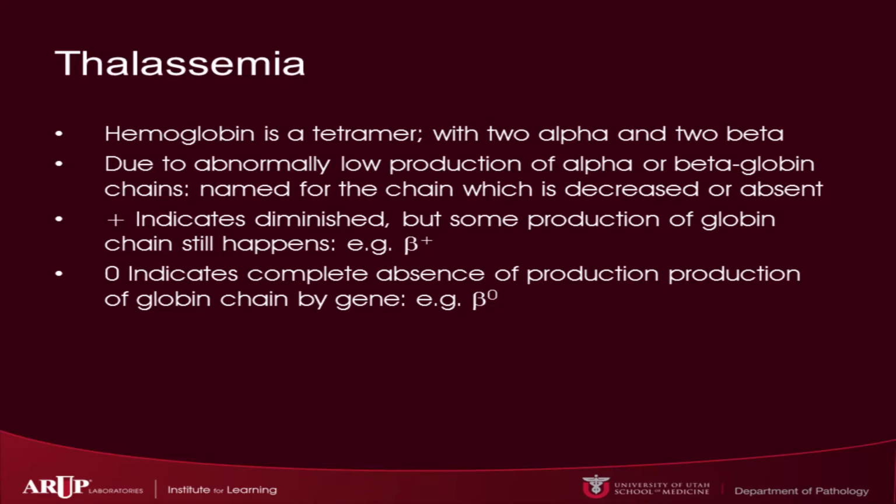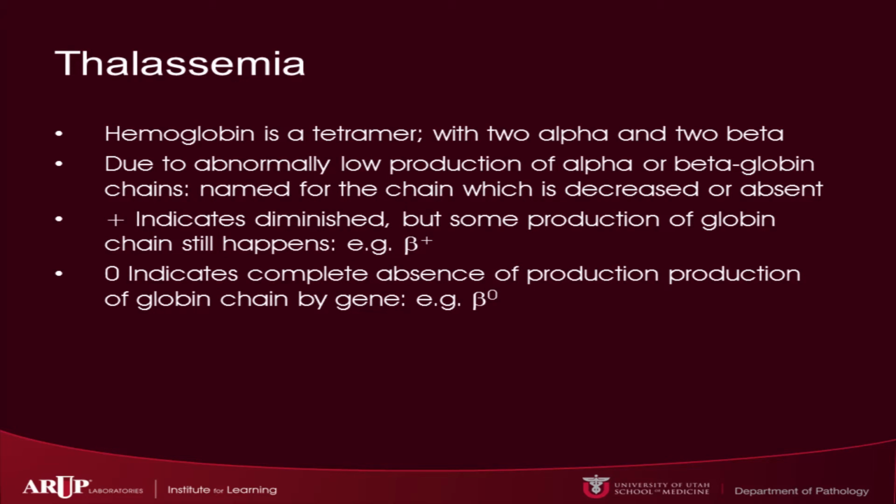And if there is a free beta, it doesn't have anything to bind to. The free circulating beta or free circulating alpha is much more toxic to the red blood cell. So that's why if there is a relative excess of either alpha or beta, the excess chain is freely circulating in the blood, and it binds to the red blood cell membrane and causes hemolytic anemia, or basically breaks down the red blood cells. So thalassemia is a quantitative problem.